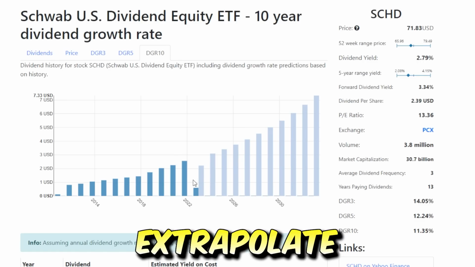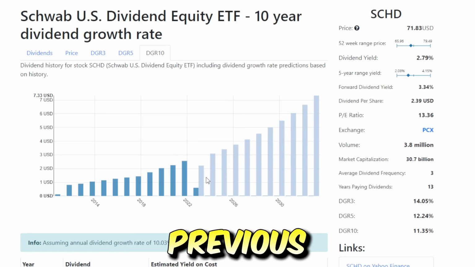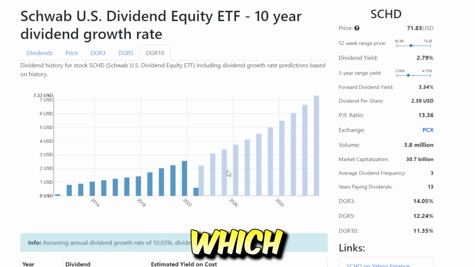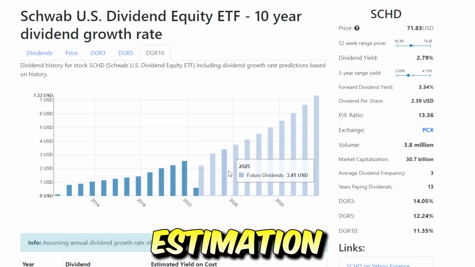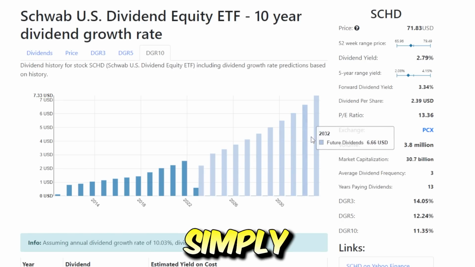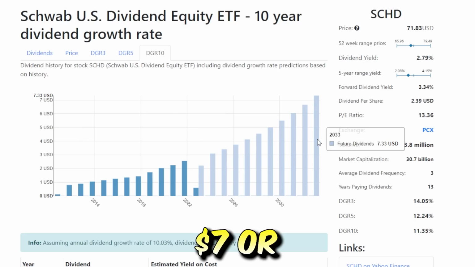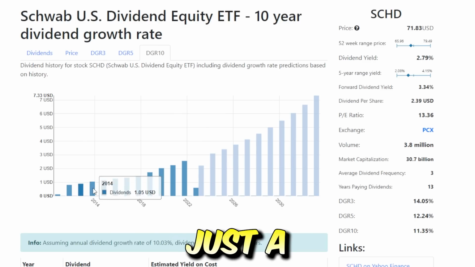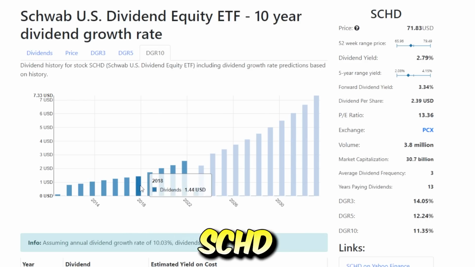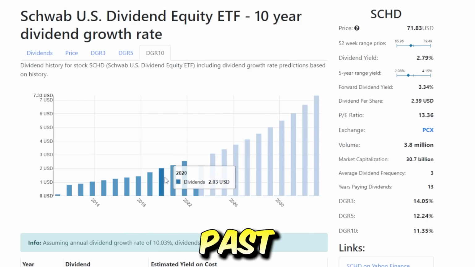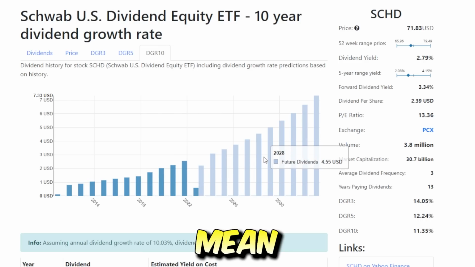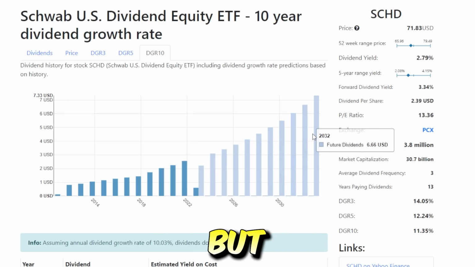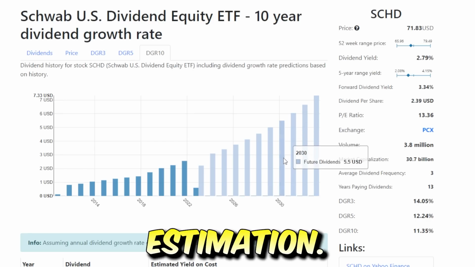Now, if we were to extrapolate and go off of the previous dividend raises, which of course is just an estimation, SCHD very simply could be paying around $7 or more by the year 2033. Now again, just a disclaimer, just because SCHD has raised their dividend pretty quickly in the past doesn't necessarily mean that they're going to continue to do so, but that's why it's just a future estimation.